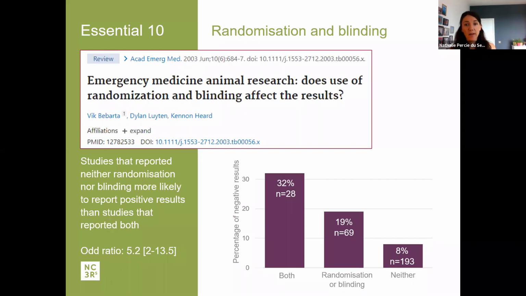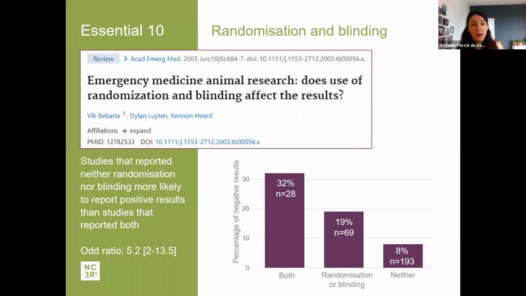And we can see the impact of randomization and blinding in the published literature. So this is an analysis of 290 abstracts describing animal research and presented at meetings of the Society of Academic Emergency Medicine. So the analysis looked at whether the use of randomization and blinding were reported in the abstract and whether the study is reporting positive or statistically significant results. So the graph shows the percentage of abstracts with negative results, so statistically not significant results.